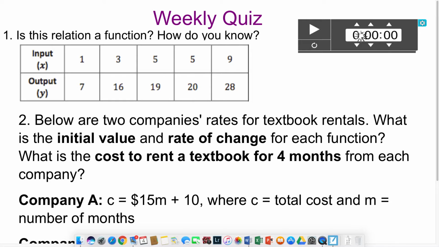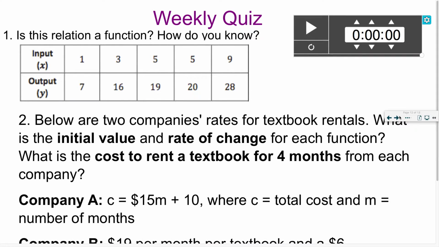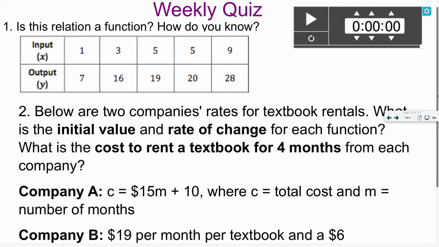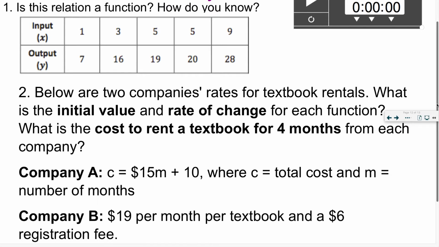Yeah, we're getting this ready. Okay. So we have a quiz. Number one, there's a table here. You're going to say, is this relation a function, and how do you know? You don't have to copy the table, just answer it: is the relation a function, yes or no, and how do you know?